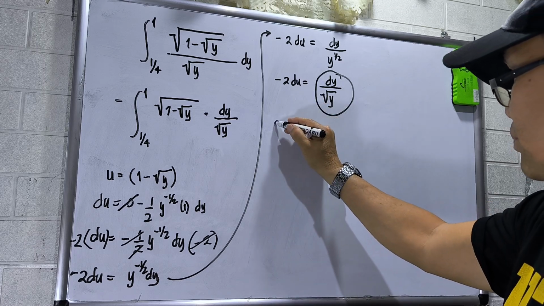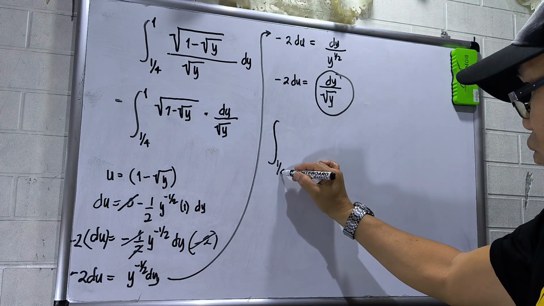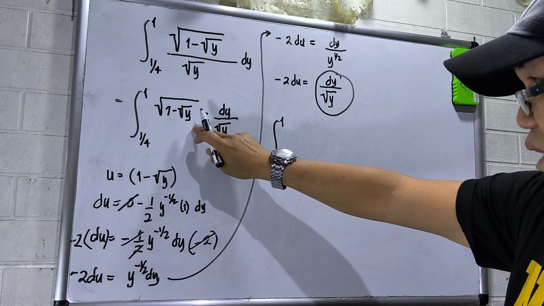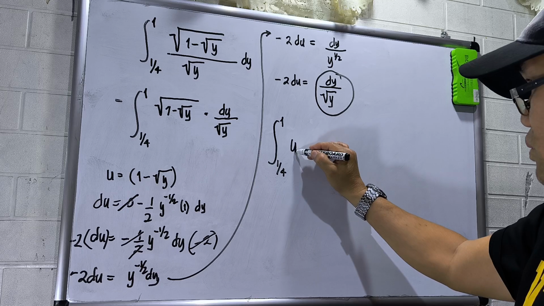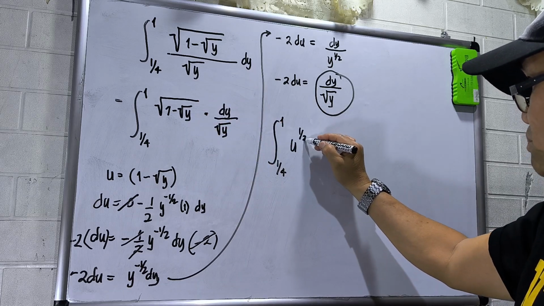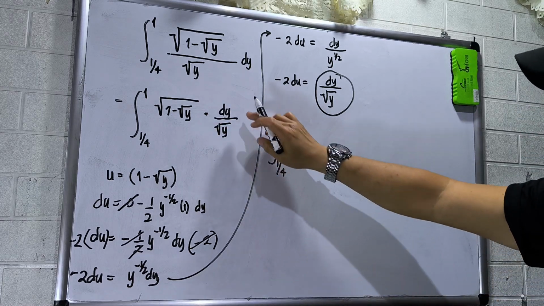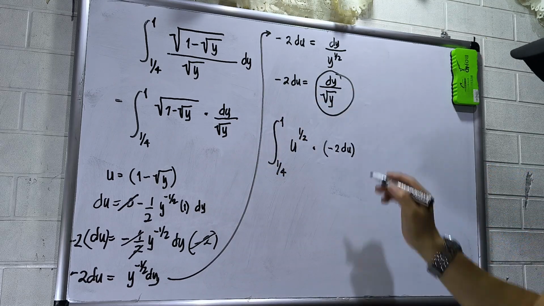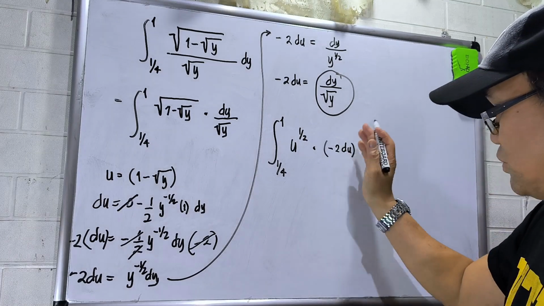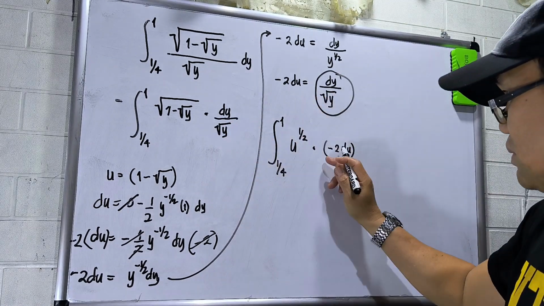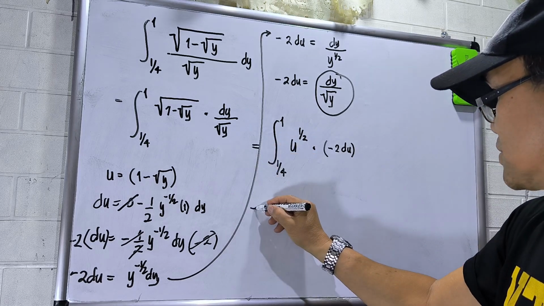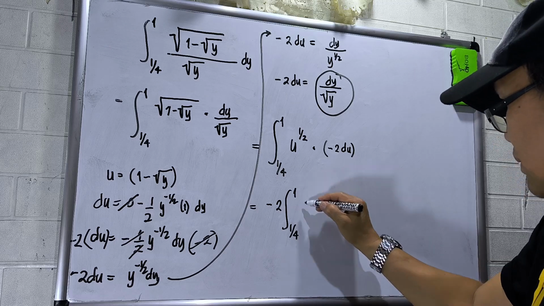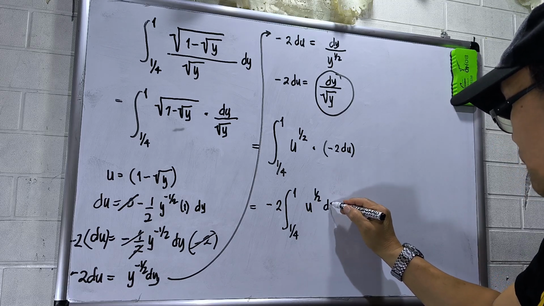So this will be integral from 1/4 to 1. Take note, square root of 1 minus square root of y will be my u, so this will be u raised to 1/2, and then times dy over square root of y, which is negative 2 du. I will place this negative 2 before the integration because it is a constant. So this will be negative 2 integral from 1/4 to 1, u to the 1/2 du.